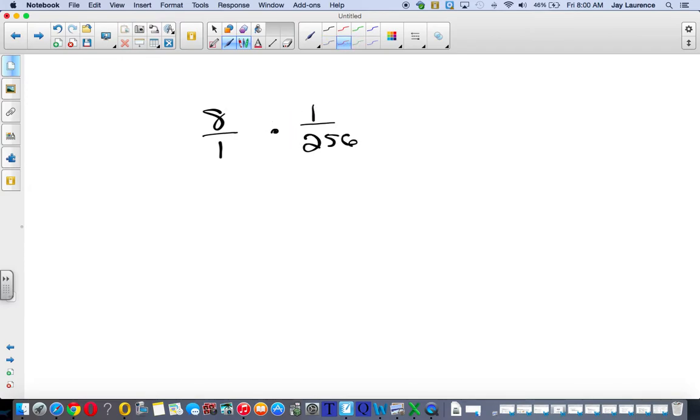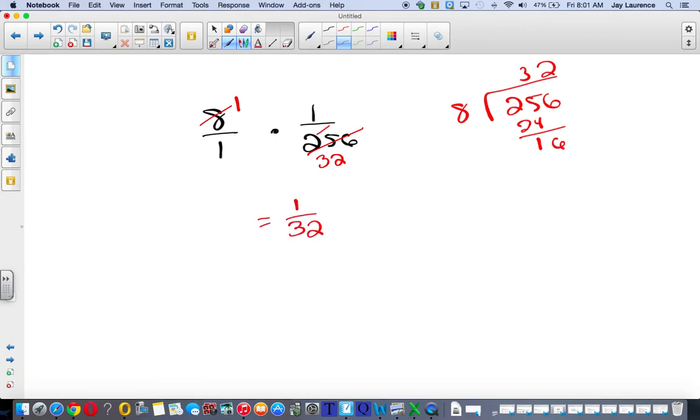I know 8's going in here. Let me see. 256. Let's see. Divide by 8. It's going to go 3. That's going to be 24. 16. It's going to go 2 times. 32 times. So 8's going to go into 8 once. It's going to go in 256 32 times. Okay, so you're going to get 1 over 32.